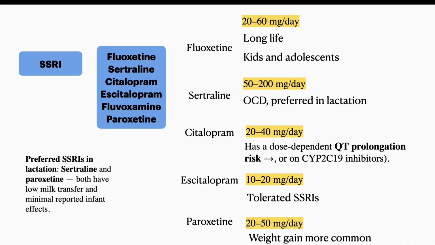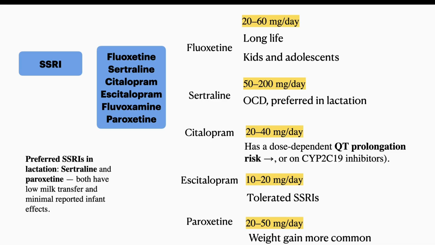In first place, we have fluoxetine. This medication has a long half-life. That means we don't need to taper up or taper down the medication. Okay, we usually start on the therapeutic dose, right? Another important thing, this is the only medication that is accepted by the drug agencies to be given to kids and adolescents. Sertraline is the first option for OCD, as well as clomipramine.